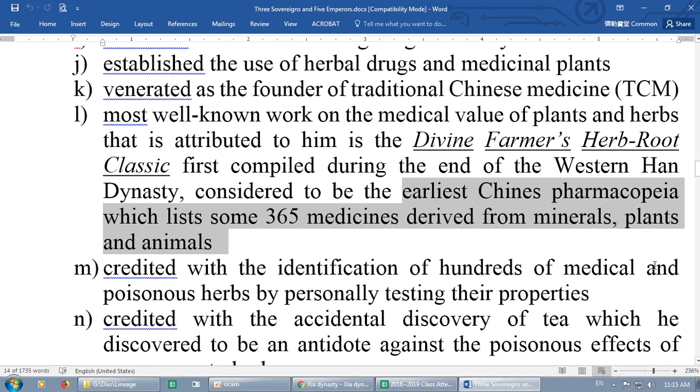Or it's like a pharmacy. Yeah, like pharmacy. How do you prescribe drugs? The recipe for drugs, basically. That's what a pharmacopoeia is. It listed some 365 medicines derived from all these different sources: minerals, plants, and animals.